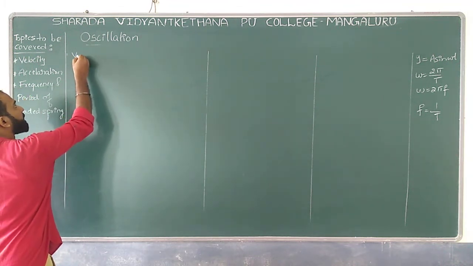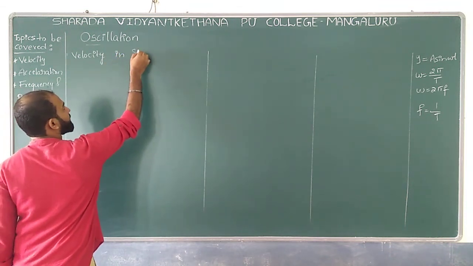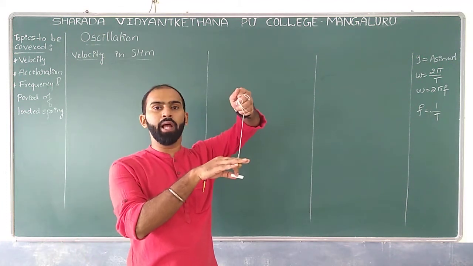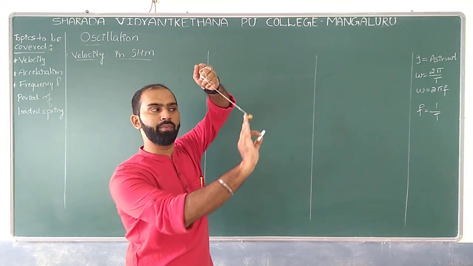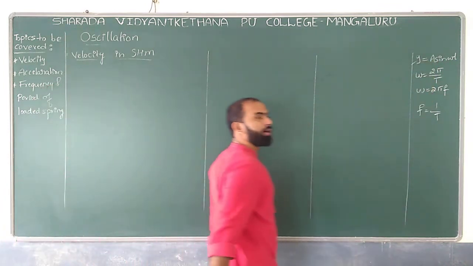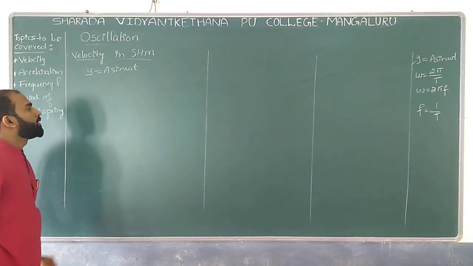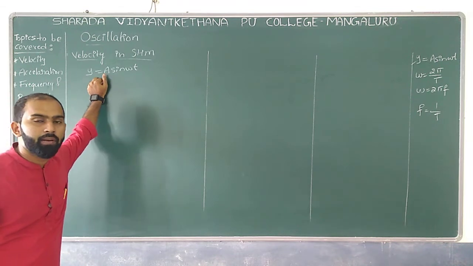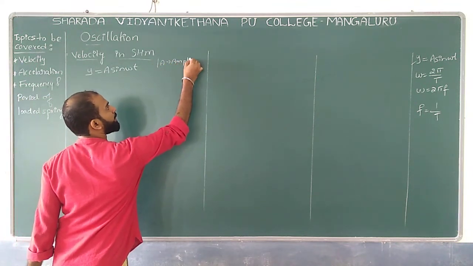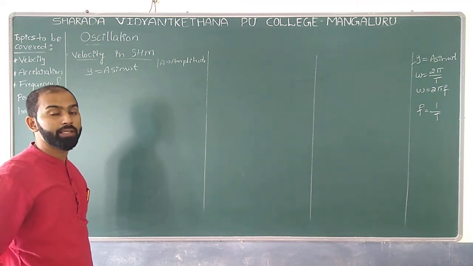So I can write, initially we will get the velocity in SHM. Right now your bob is in the mean position. If I displace it with respect to the mean position, it has some displacement. What is the formula we can expect? The displacement relation is y equal to a sin omega t, where a is the amplitude. What do you mean by amplitude? Amplitude is the maximum displacement about its mean position.